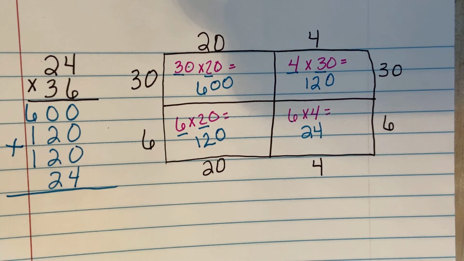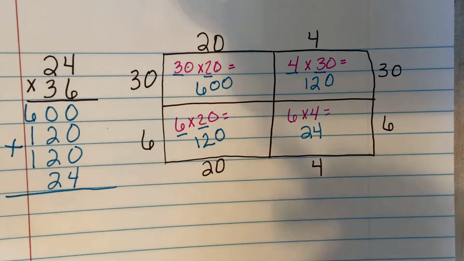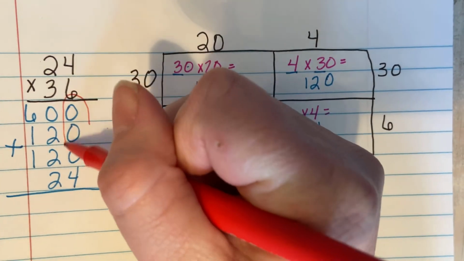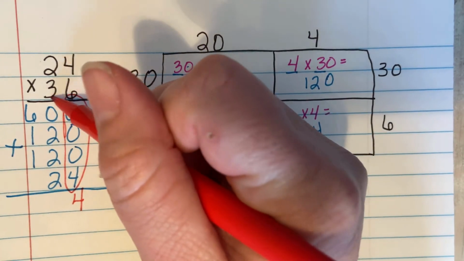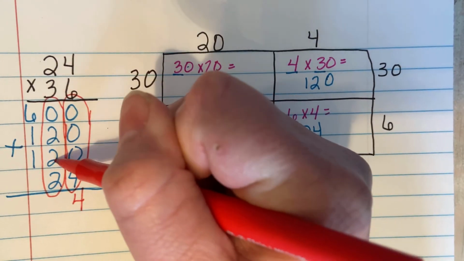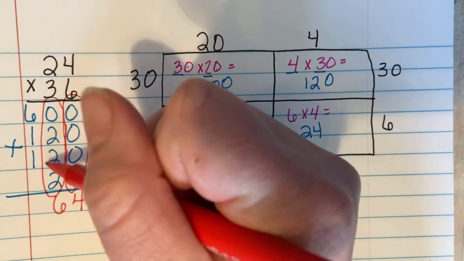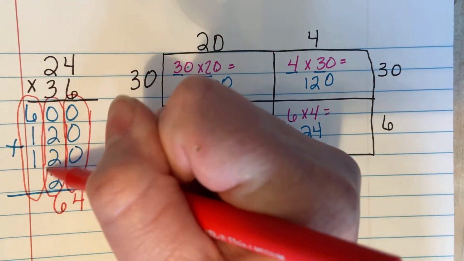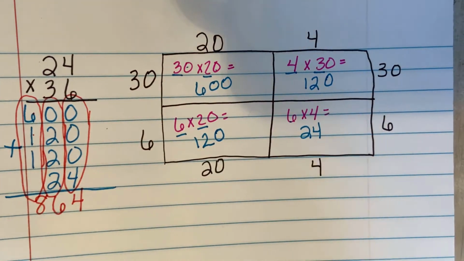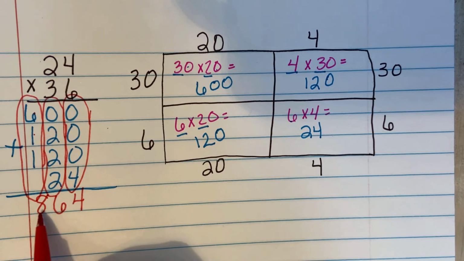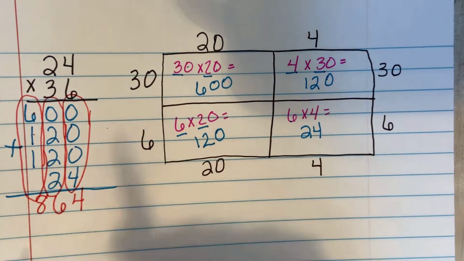Now when I add all those together, I want to make sure to keep my place values in the correct area. So I'm going to add all my 1s together, which is 4. I'm going to add all my 10s together, which is 2, 4, 6. I'm going to add all my 100s together, which is 6, 7, 8. So my answer to this multiplication problem would be 864 using the area model.